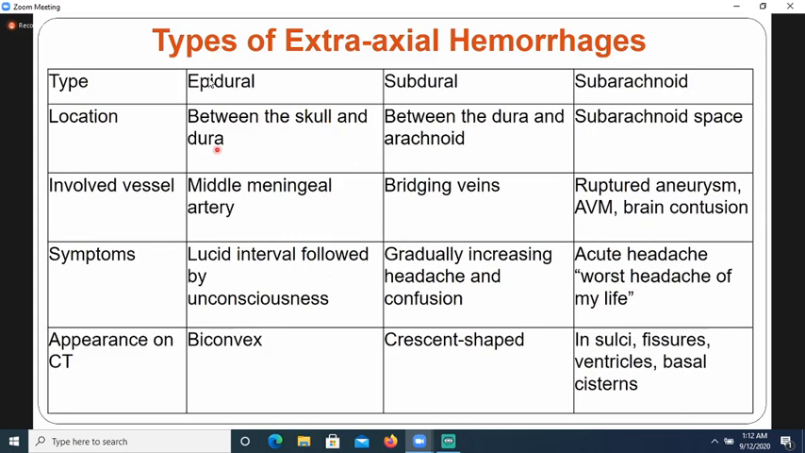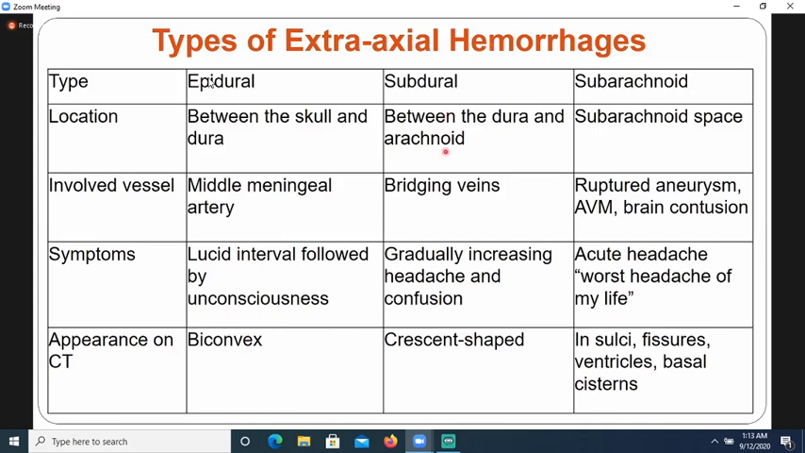The epidural, epi means above. So epidural means the hemorrhage between the skull and the dura. It is usually due to a tear of the middle meningeal artery, in which the patient has a lucid interval followed by deterioration. Initially the patient is well, then there is unconsciousness. It appears on CT as biconvex.